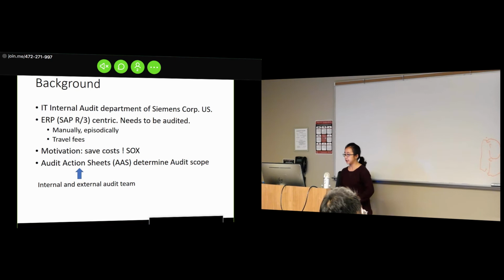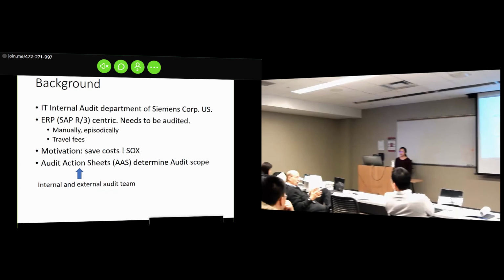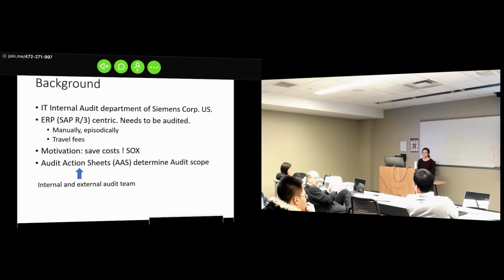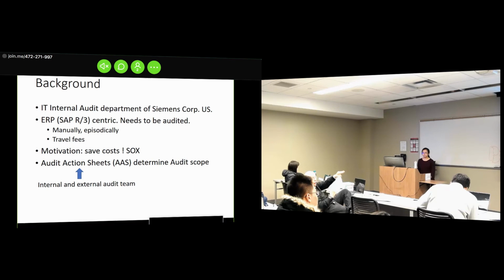To do this, we first need to determine the audit scope, which is determined by audit action sheets. This is what Professor talked about when we were studying the blockchain. What they did is Siemens decided that they didn't want to hire auditors to audit SAP. They hired SAP specialists and taught them audit, saying it was easier than teaching auditors how to do SAP. So they created a list of AAS, audit action sheets, describing what you do in an audit. They had 300 of these sheets with an average of 10 actions per sheet. So they had it nicely organized, what you do in an SAP audit.